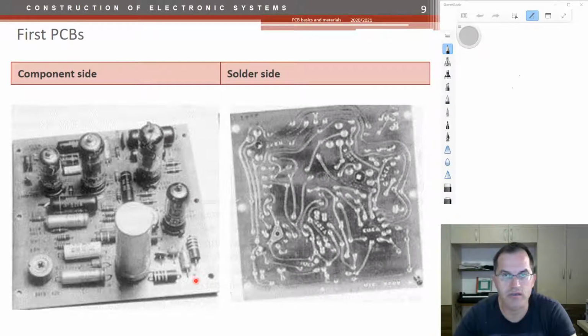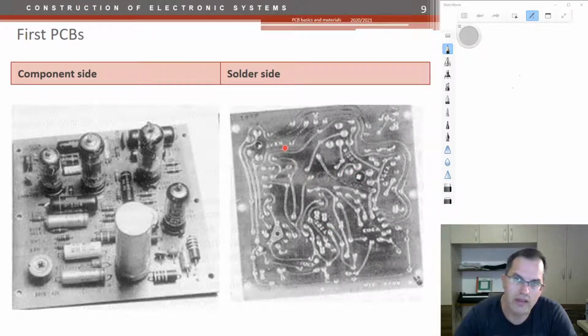Okay, let's continue. First PCBs were like that, more or less single-sided printed circuit boards that had components on one side and the tracks on the other side. The components were soldered from this side. So the top side was also called component side because the components were on that side, and the other was called solder side because the soldering was made on that bottom side.